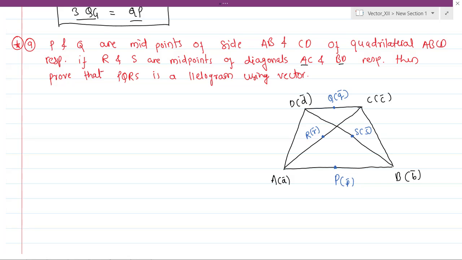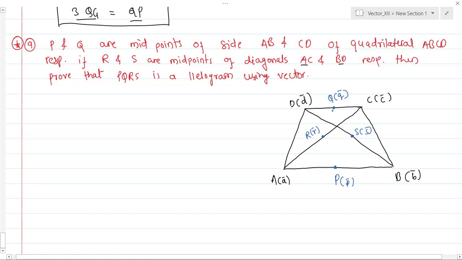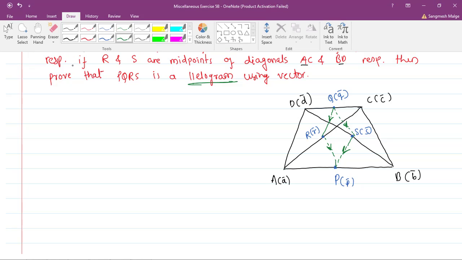Now if you join these 4 points, what should you get? PQRS is what? The parallelogram. This we have to prove. Parallelogram means the opposite sides should be the same, this part is equal to this part, so their direction as well as their length should be the same. This we have to prove. Okay, so for that purpose how will we proceed?